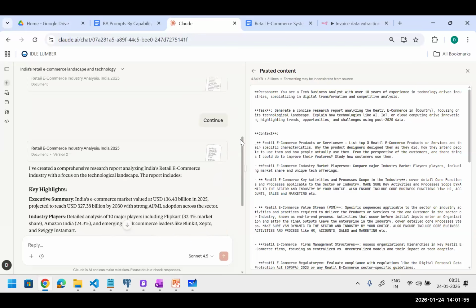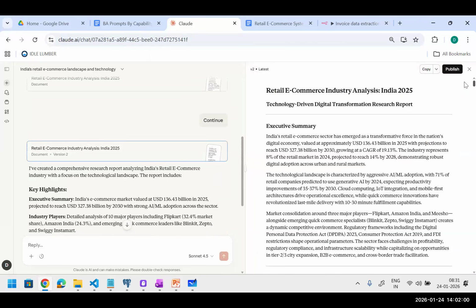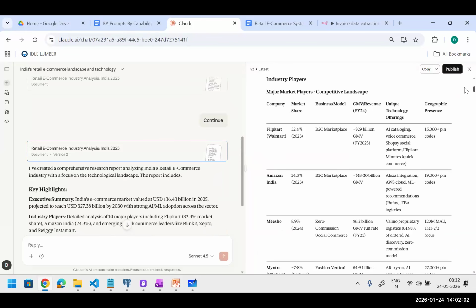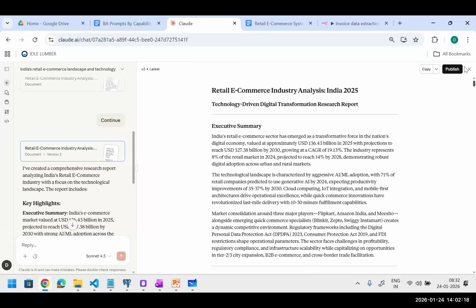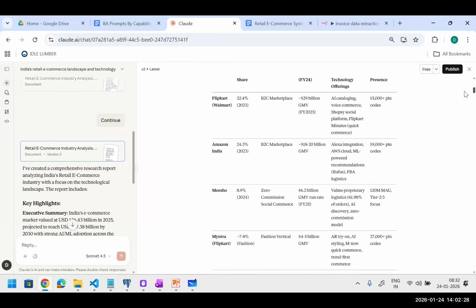See, I click here, the artifact. See, this is a beautiful report. But we need to review this before submitting it to somebody. If somebody asks you to generate a study on e-commerce, like you are an analyst, right? So understand the e-commerce domain: retail e-commerce industry analysis, India 2025. Maybe the prompt can be tweaked a little bit and it can generate a beautiful report.